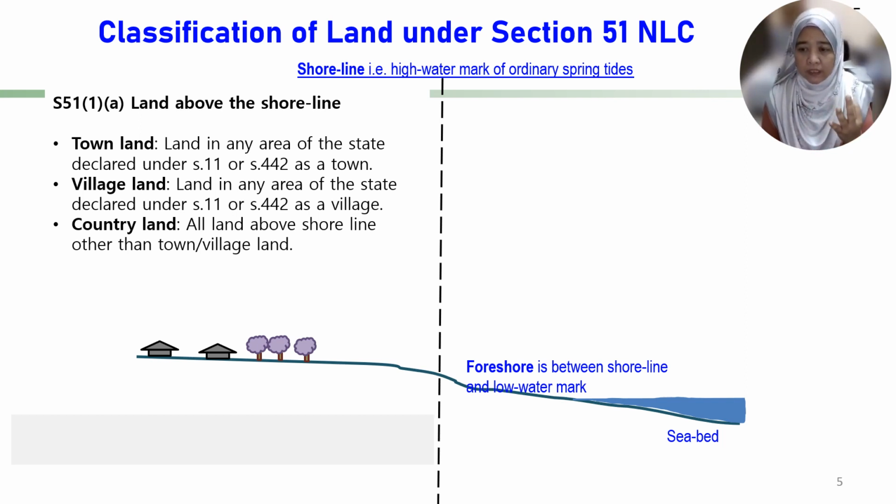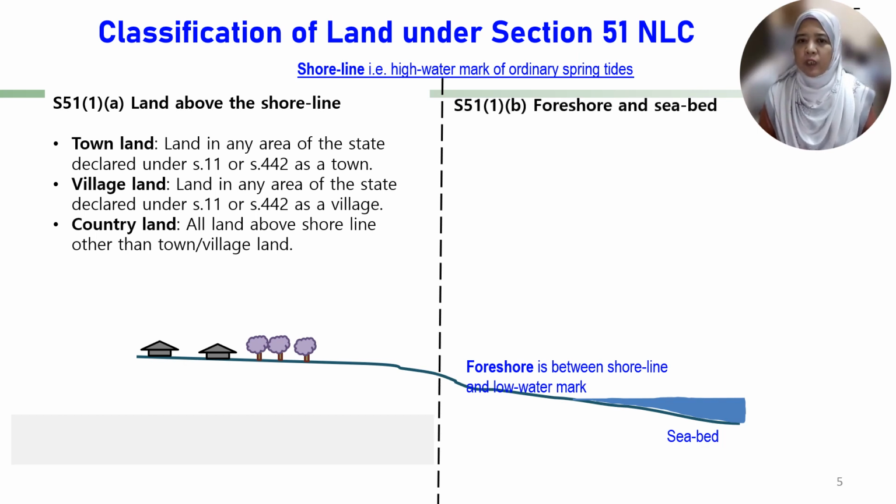Quite straightforward. We have three types: town land, village land, country land. So how do we know whether the land is town land or village land? You must look at the declaration, declaration sebagai bandar ke sebagai pekan, under Section 11 or 442. That will tell you whether the land is town land or village land. Other than those two classes, other than town land and village land, that land is known as country land, tanah desa.